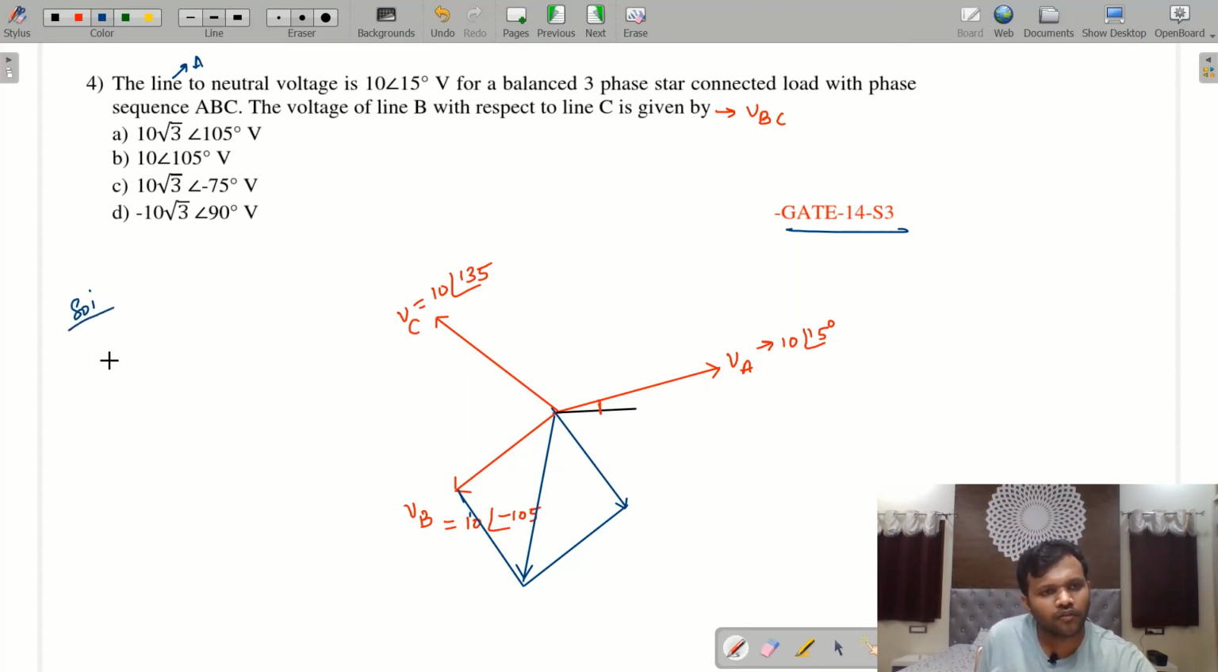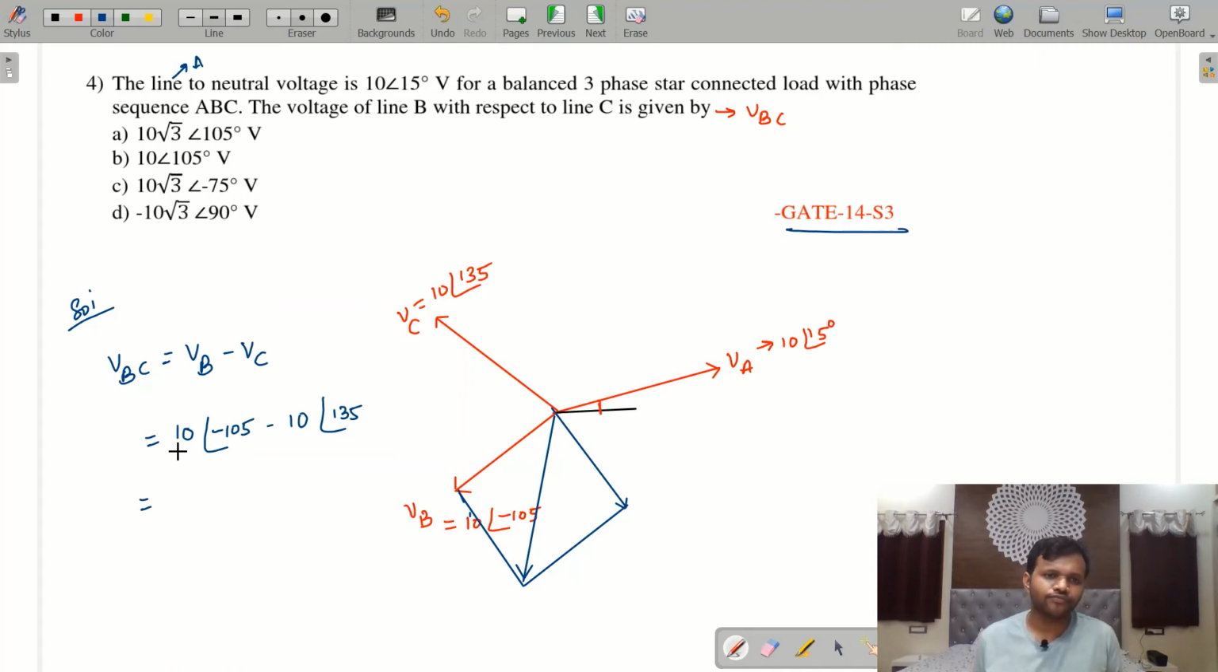Solution, VBC equal to VB minus VC, so which will be equal to 10 at an angle of minus 105 minus 10 at an angle of 135, so we'll get it as 10 root 3, that we know, okay. Line voltage will be root 3 times your phase voltage, but what is the angle? The angle will be minus 75, so the answer is 10 root 3 at an angle of minus 75 volts, okay. Option C will be your answer.